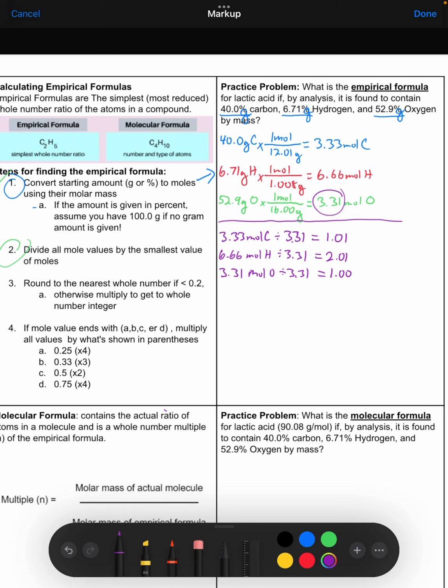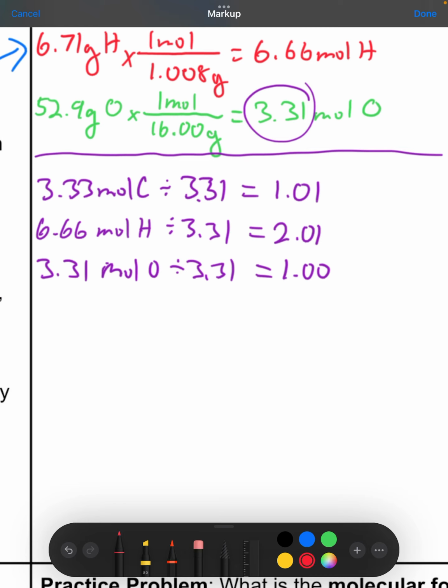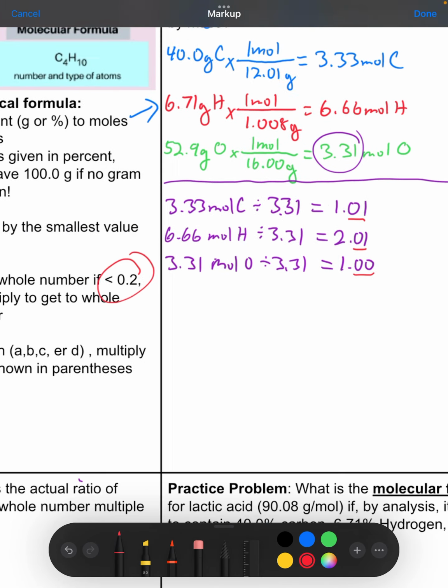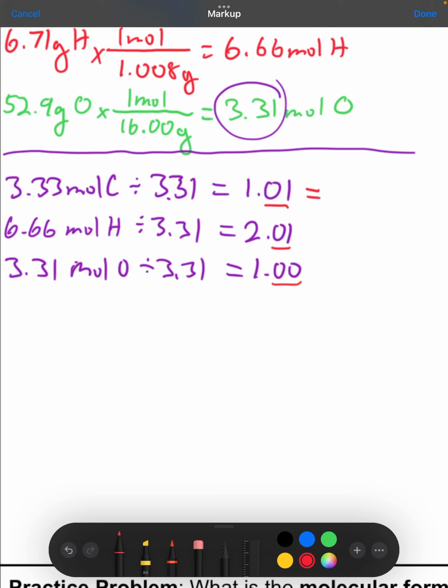Now, I'm going to follow step 3, and I'm going to round to the nearest whole number if my decimal value is less than 0.2. Otherwise, we're going to end up having to follow step 4. So let's look at my decimal values here. I have decimal values of 0.01, 0.01, and 0.00. All of those are less than 0.2, so I am safe to just round those off to whole numbers. So that 1.01 is going to round to 1, 2.01 is going to round off to 2, and obviously 1.00, you don't even need to round it, it is 1.